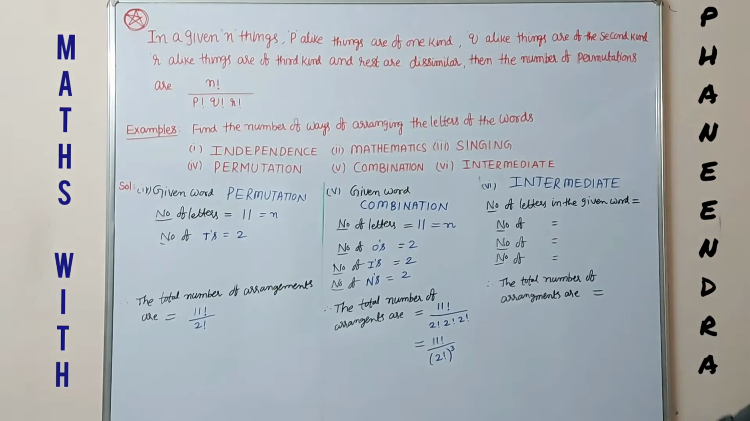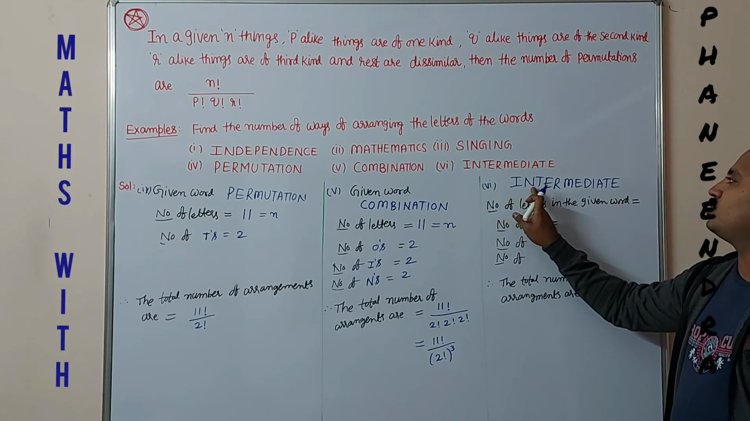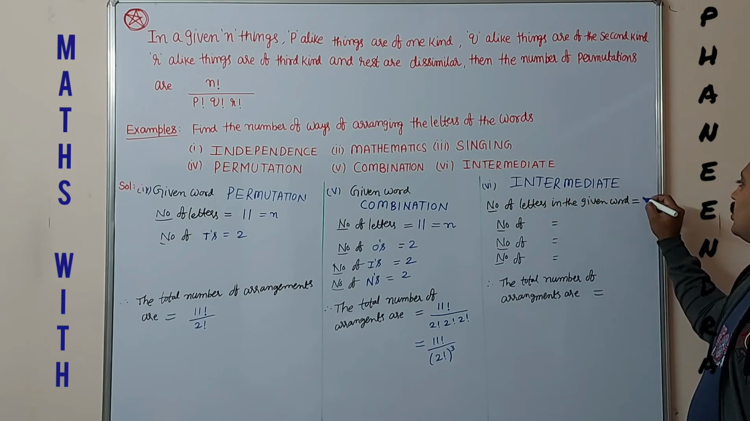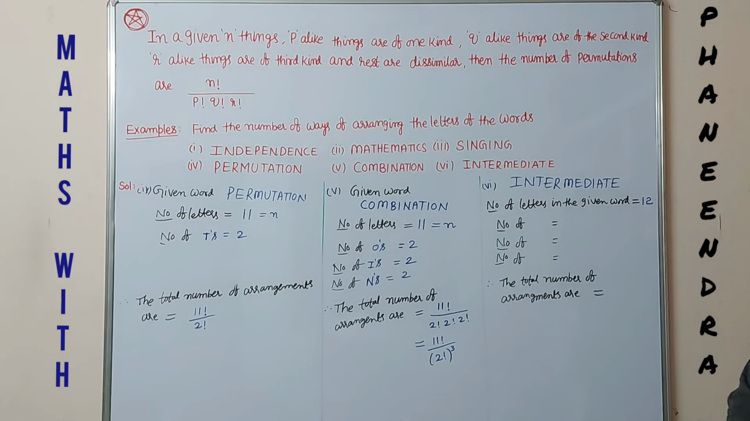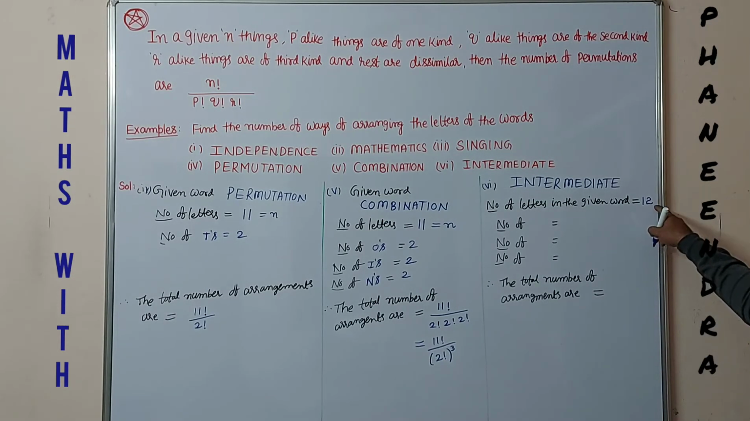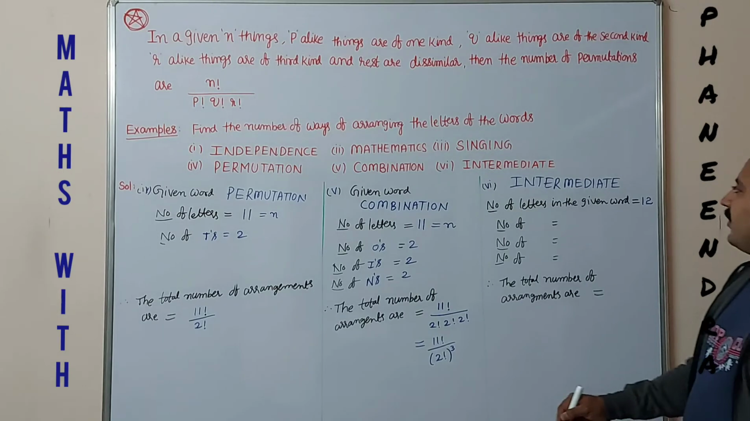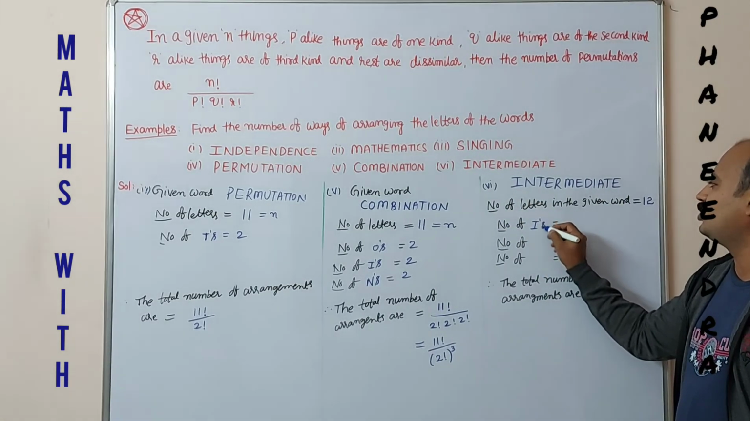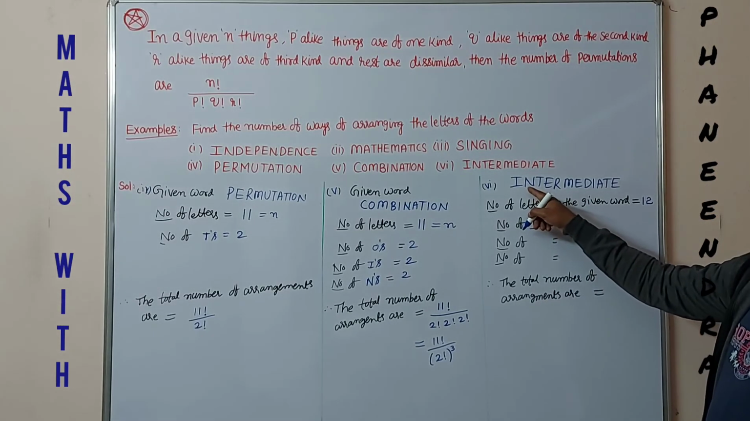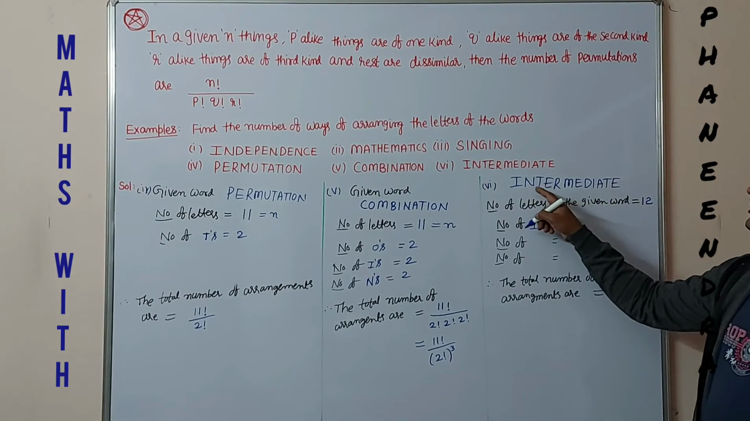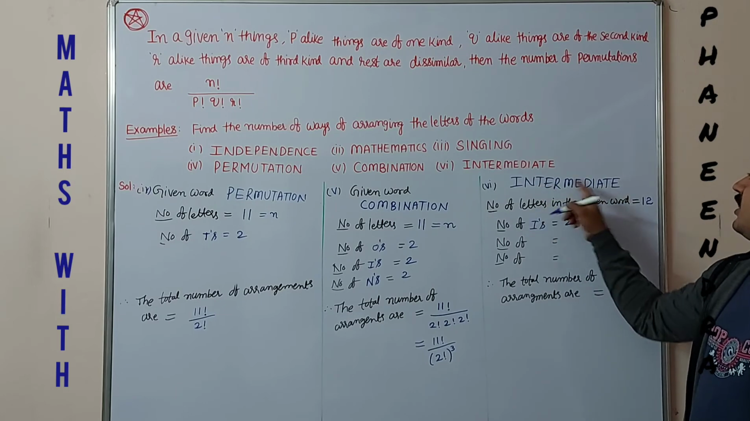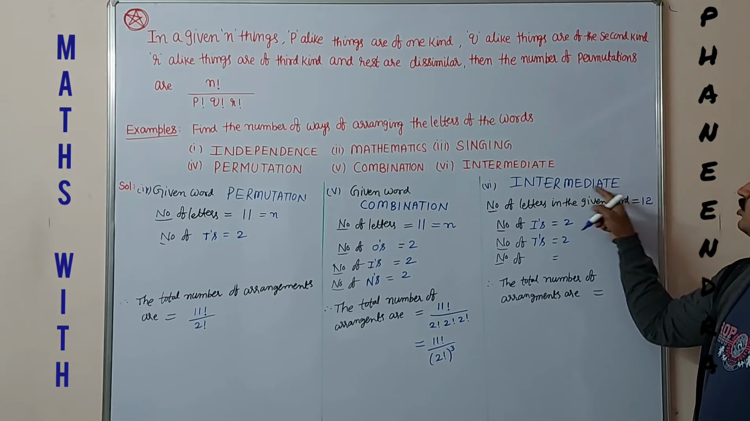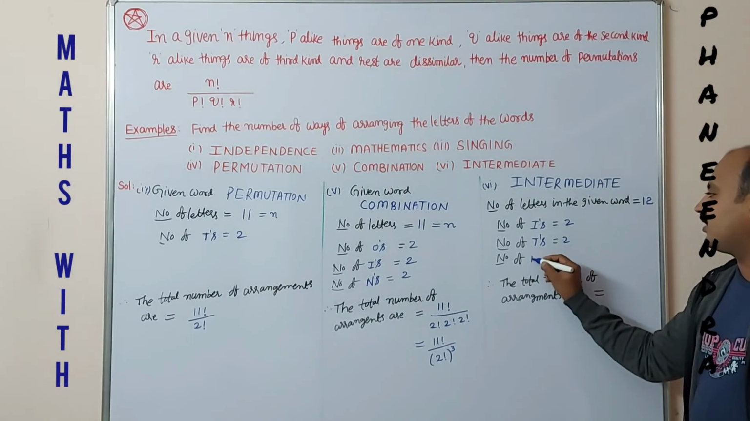So in this word intermediate, how many letters are there? 1, 2, 3, 4, 5, 6, 7, 8, 9, 10, 11, 12. So total number of letters are 12. So we can write here n is equal to 12. So how many I's are there? 1, 2. So number of I's, 2. Next number of N's, there is no other N than this. T, 2 are there. Number of T's, 2. Next E, 1, 2, 3. 3 E's are there.